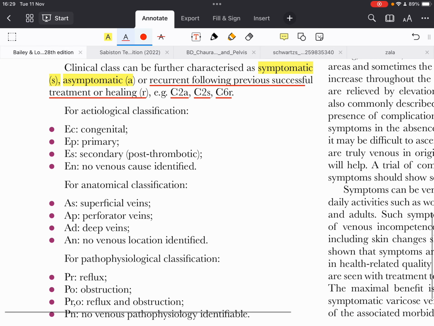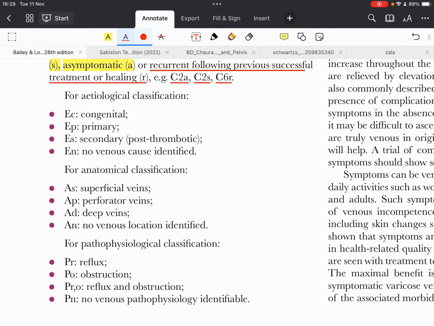For etiology: C, P, S, N. Congenital, primary, secondary, and no venous cause identified.